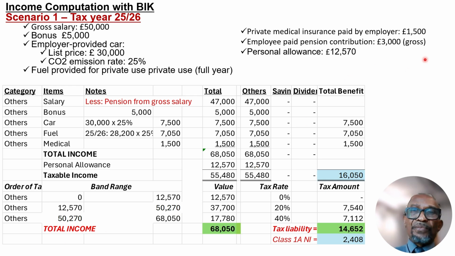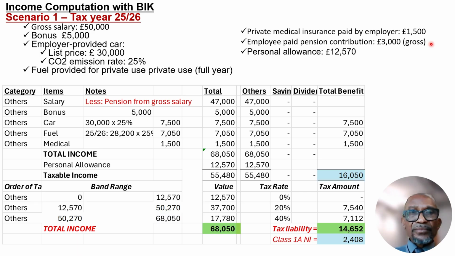when it's paid out of our net take-home pay, we need to extend our bands. These bands here will be extended by the gross amount of the pension contribution. So if it was paid out of your pocket before, from your net pay, you have to add 3,000 to this, 3,000 to this, and to the next band 3,000. In this case, it is deducted from our gross pay.